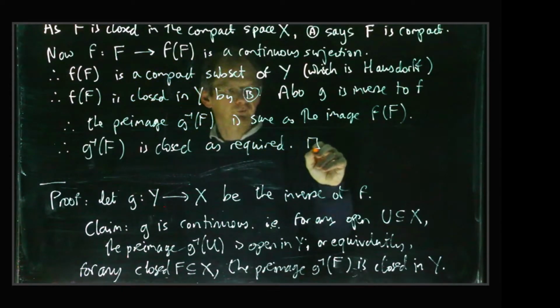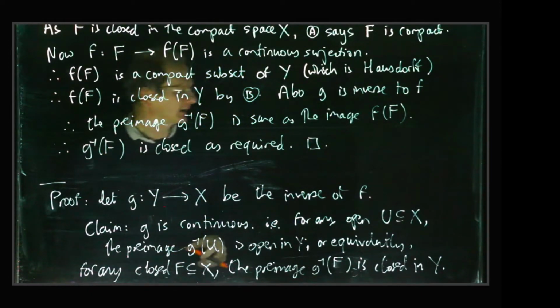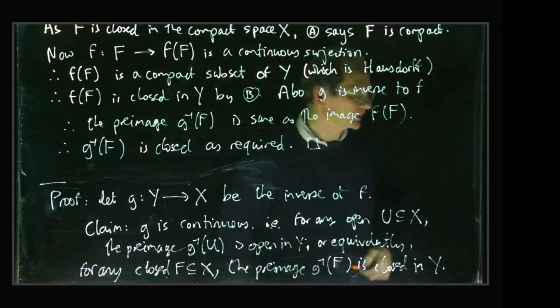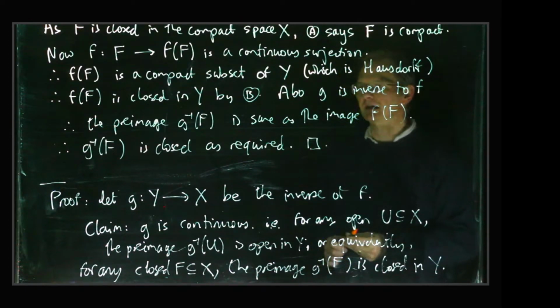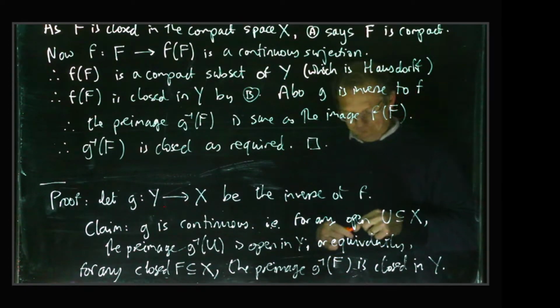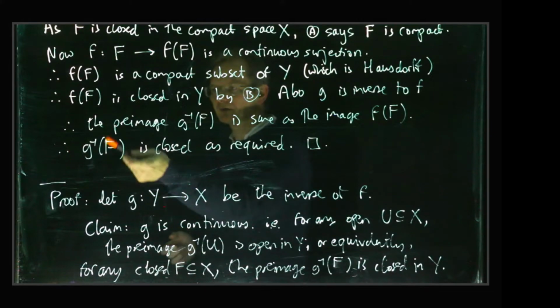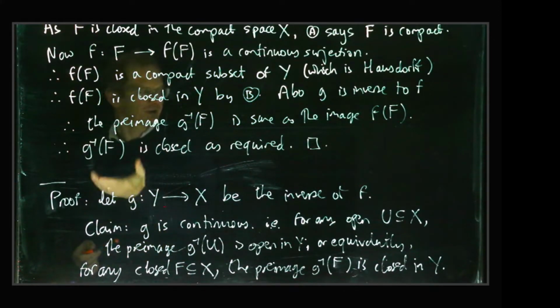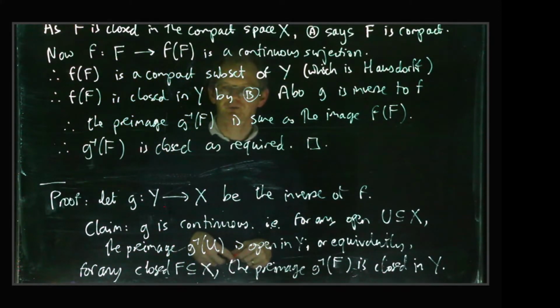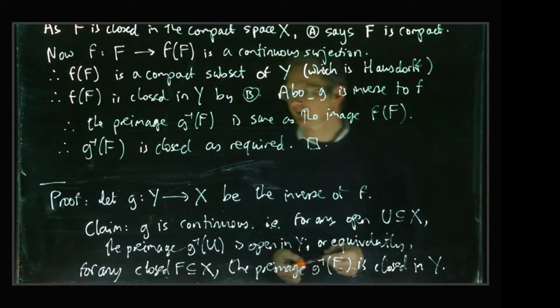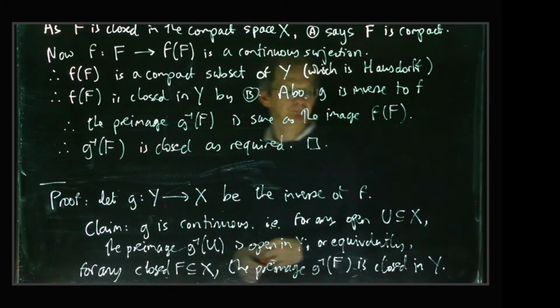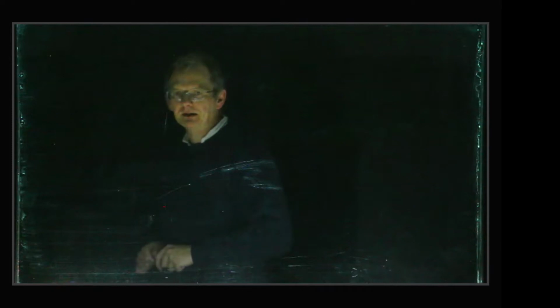So we've proved that under g, the preimage of any closed set is closed, and as we mentioned, that's equivalent to g being continuous. So f was continuous by assumption. The inverse of f is g, which is also continuous by this argument we've just given. f and its inverse are both continuous. That means that f is a homeomorphism. So now we'll explain a sort of typical application of the theorem that we just proved.